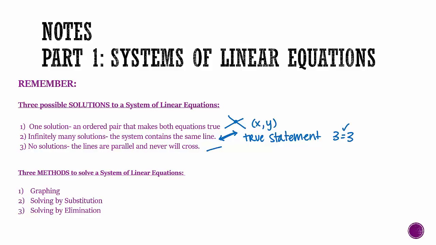And then our other possibility is no solutions. This is when the lines are parallel and never cross. And like I've been saying, we're not graphing this time, so we're going to get a false statement. And when you get a false statement, it's going to look something like 3 equals 0, which you know is not true, and that will tell you that you have no solutions.